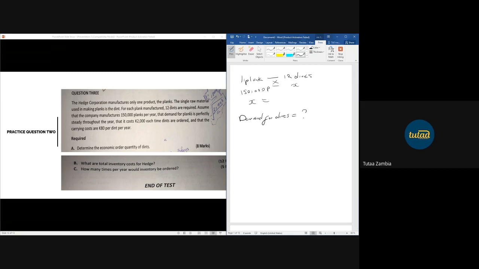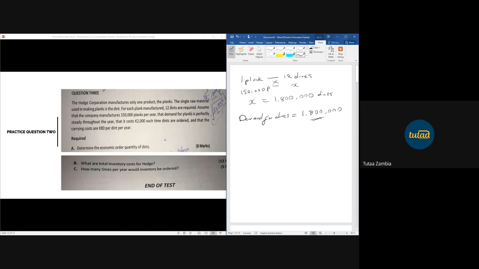Anyone to assist us with the answer quickly? The answer here is 1,800,000. So the demand for dints is 1,800,000. That's our demand. We found what our demand is.